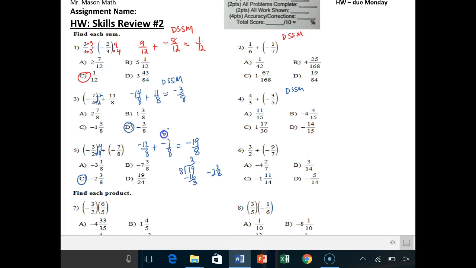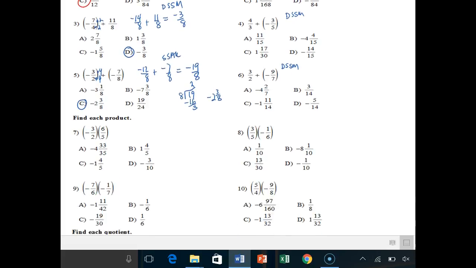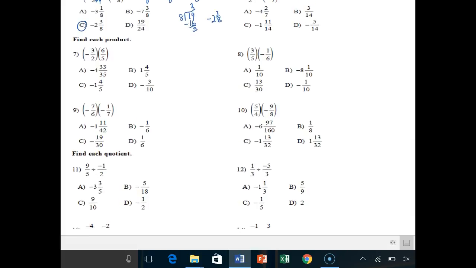I'd pause the video if I were you right now. This was an SSAK, by the way, and try and do these problems over here. This is a DSSM, so you get in the habit and rhythm of adding fractions. All right, 7 through 10 will be multiplying fractions.